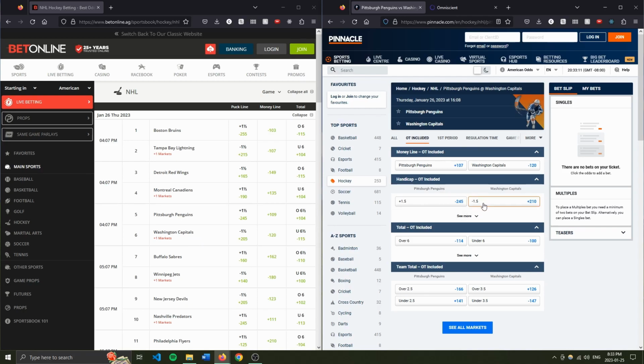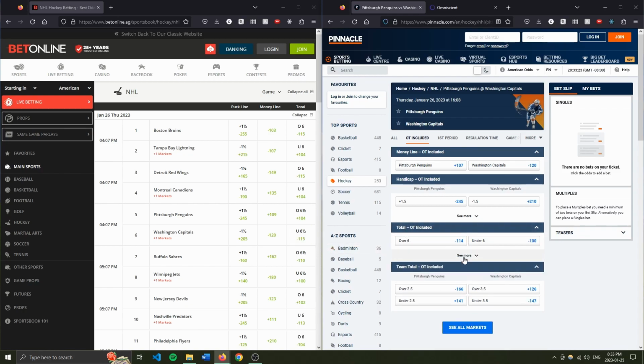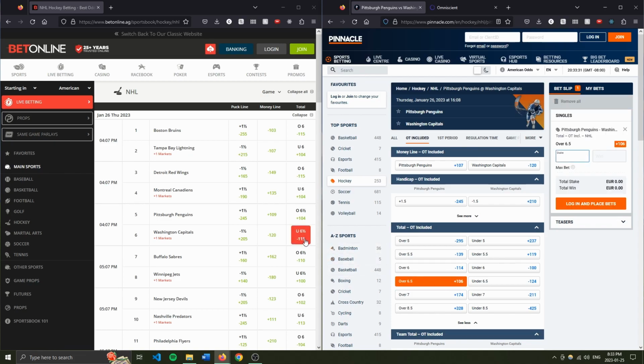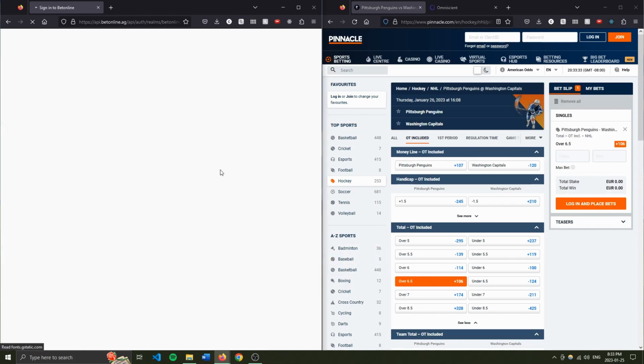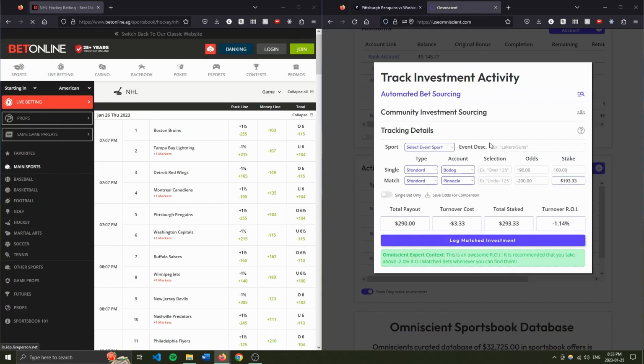So let's see. I don't really like the looks of this line here. The 107 minus 120 is not great either. And then the over under 6.5. So you see it says 6.5 here, but it defaults to 6 on Pinnacle, so you're going to have to switch over to 6.5. And you can see they're pretty close. This would be an okay bet with a 106 and a minus 115 here. But again, we're looking for even better bets than that.